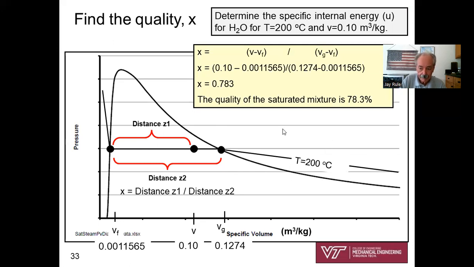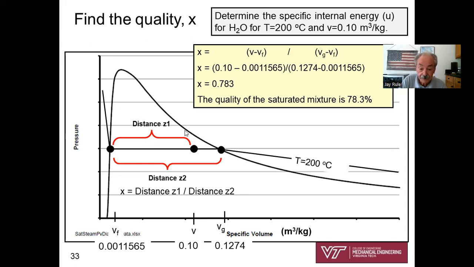Here's what I want you to do. This is worth some discussion. Some students will go to the book and write down an equation for X. You can find this formula in your book: X is the quantity V minus V sub F, divided by the quantity V sub G minus V sub F. That is a formula. However, I admire students who say, I do better visualizing things rather than memorizing formulas. I like that approach, and I congratulate it. So here's the visualization of quality.